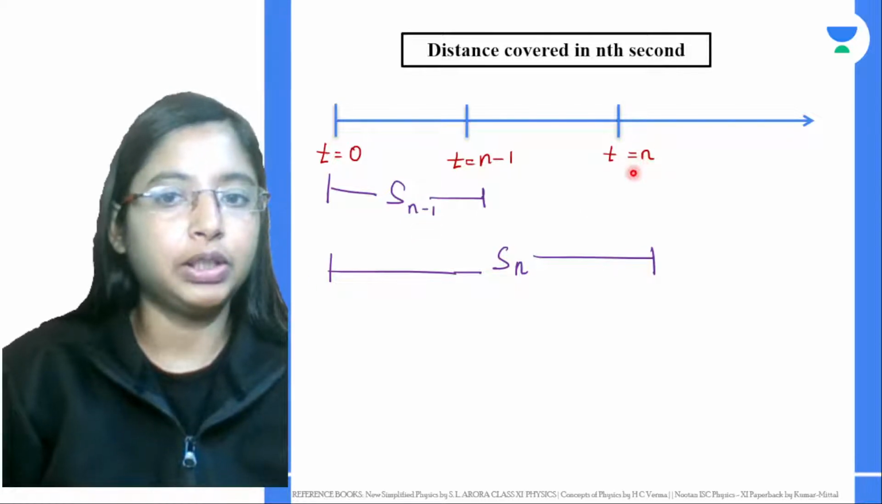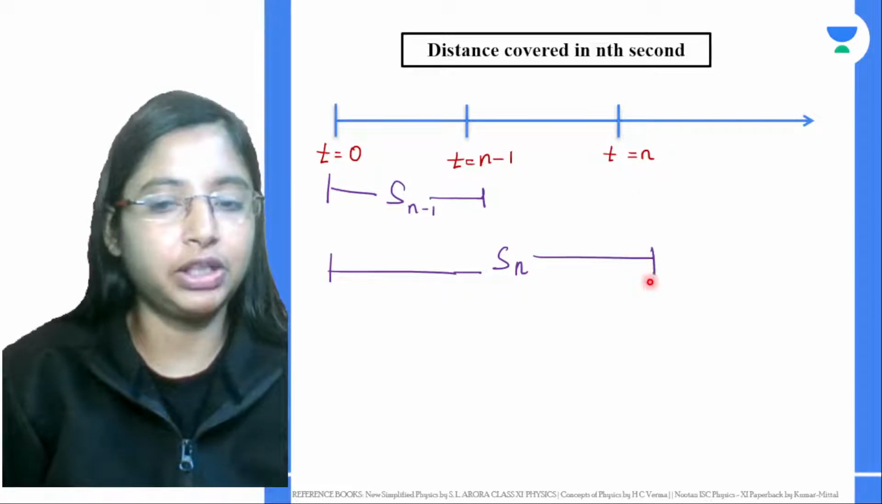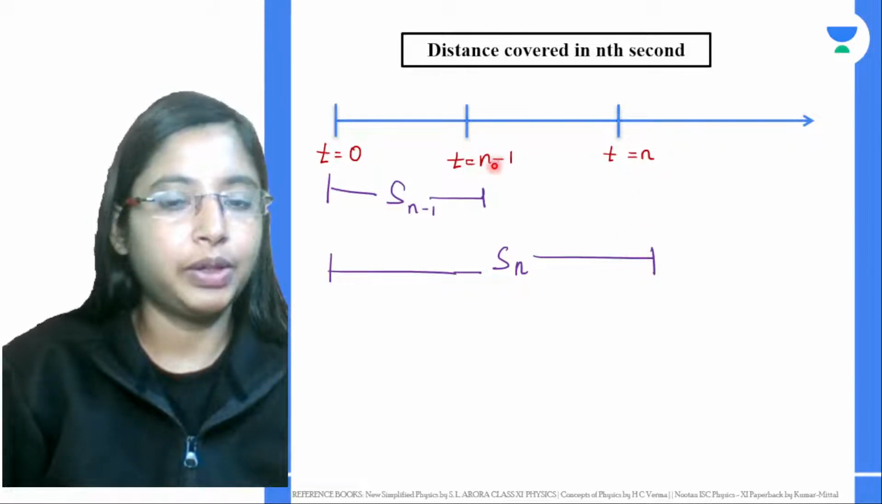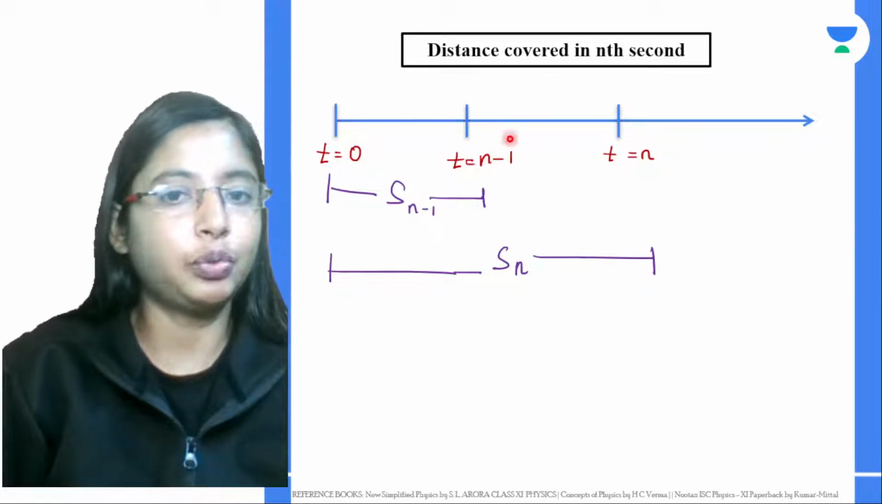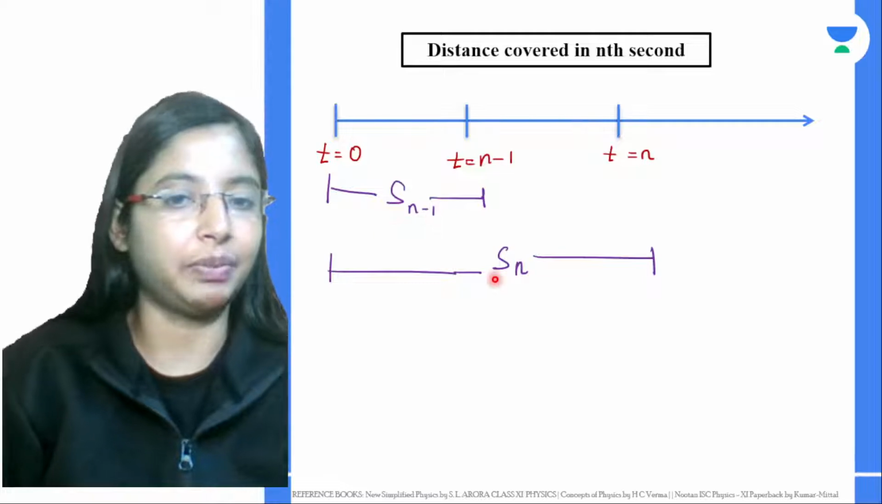Okay, now t is equal to 30 seconds. Now this will be the distance traveled by the object in 30 seconds. Now n minus 1 means 30 minus 1. This will give you the distance at the 29th second, right? So the distance traveled at the 29th second will be given by this one.